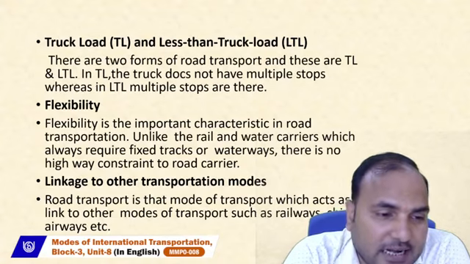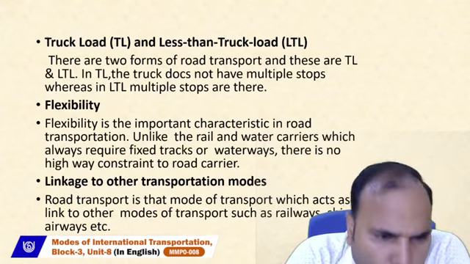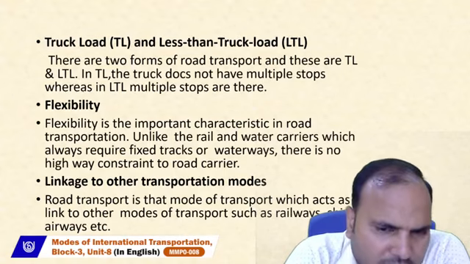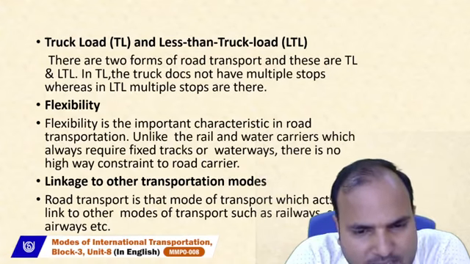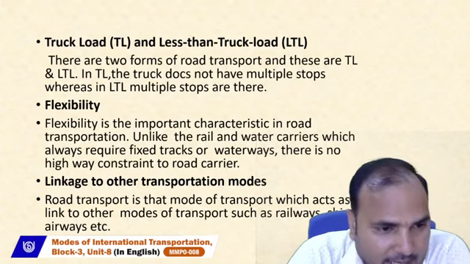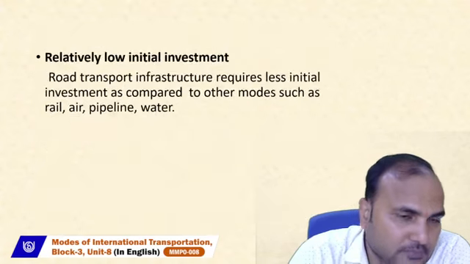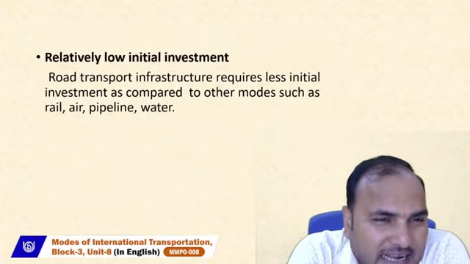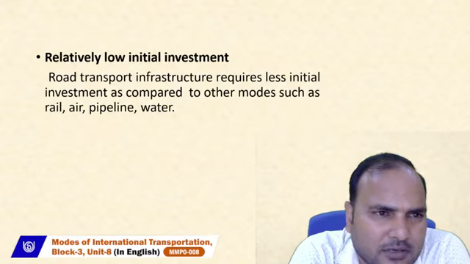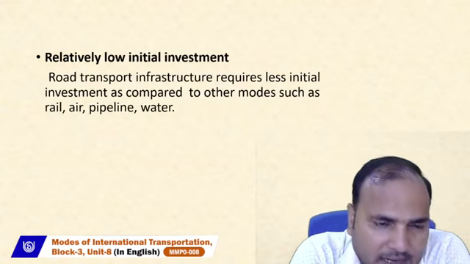Next characteristic, linkage to other transportation modes. Road transport is that mode of transport which acts as a link to other modes of transport, such as railways, ships, airways, etc. Then the next characteristic is relatively low initial investment. Road transport infrastructure requires less initial investment as compared to rail, air, pipeline, or water.